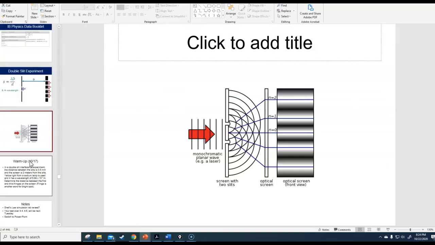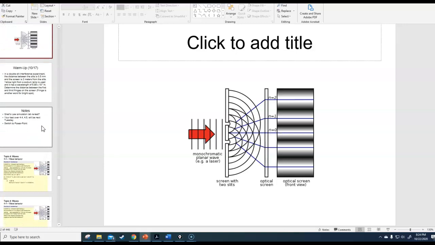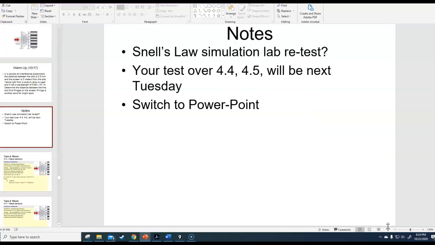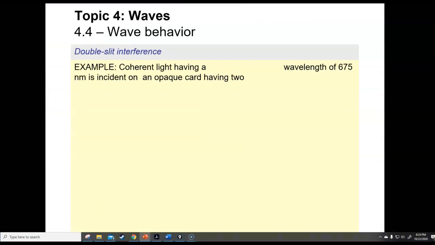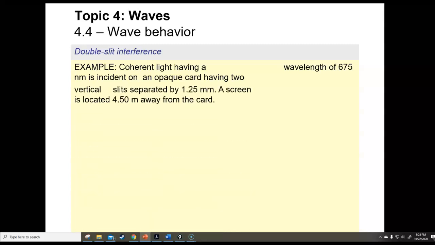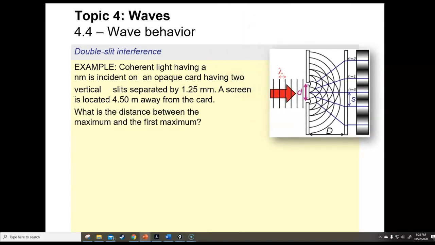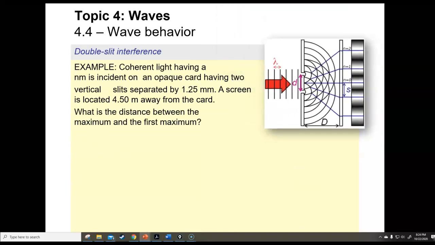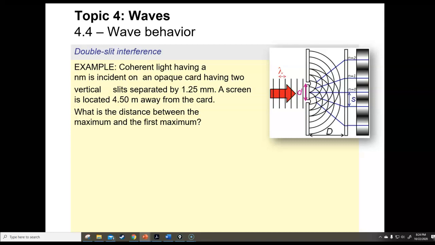Okay, that's just the same type of picture. So let's do an example. This says coherent light having a wavelength of 675 nanometers is incident on an opaque card having two vertical slits separated by 1.25 millimeters. A screen is located 4.5 meters away from the card. And the question says, what is the distance between the central maximum and the first maximum? In other words, you're asking, what is S?